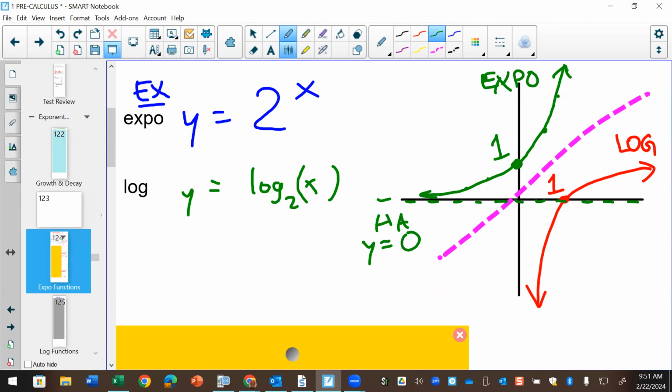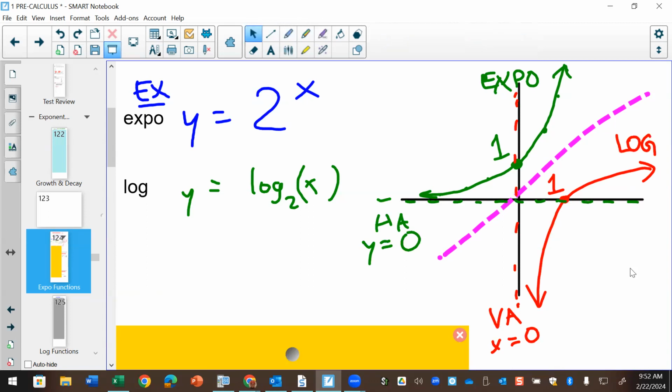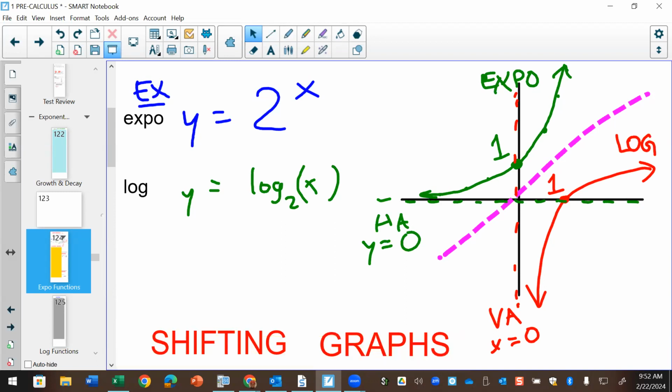And then for the log, the red log here, it doesn't have an HA, it has a VA. Whereas that one is x = 0. So you'll get that question somewhere. We just did HAs and VAs last unit, so it's fresh in your mind. All right, so what do I expect you to do with these 2 pictures? Shift them. Okay, let's see. Clear the deck here.